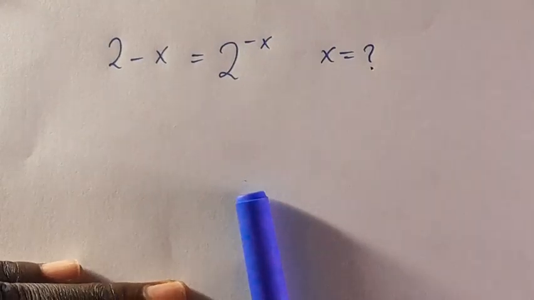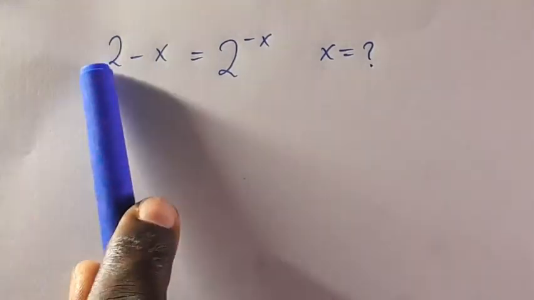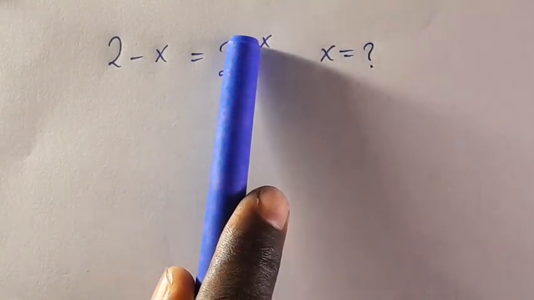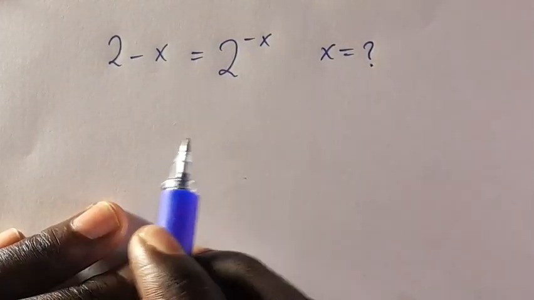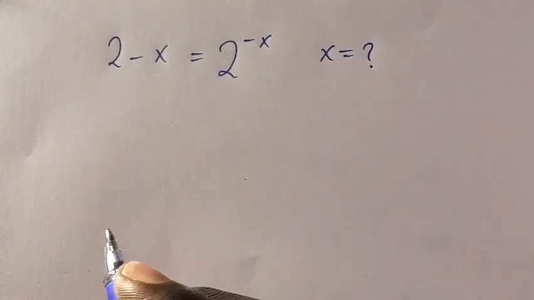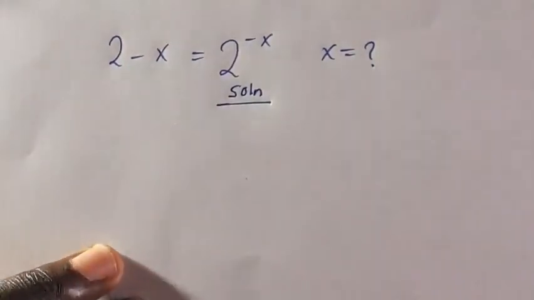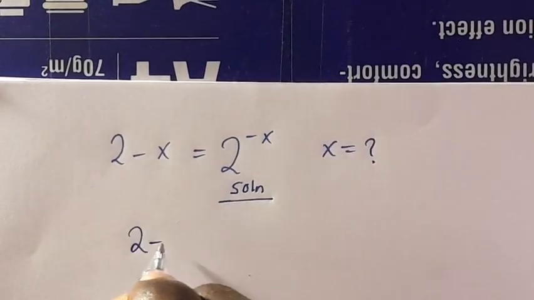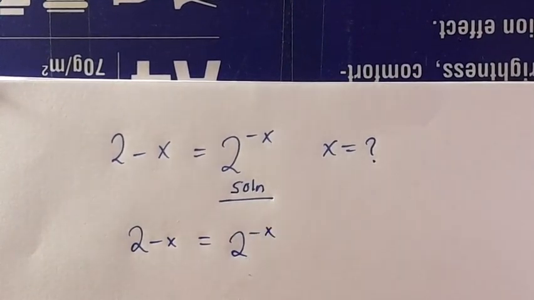Hello, welcome once again. Today we want to find the value of x given that 2 minus x equals 2 raised to the power minus x. This problem is a little bit difficult, but let's see how to solve it by using Lambert's W function. So we have 2 minus x equals 2 raised to the power minus x.